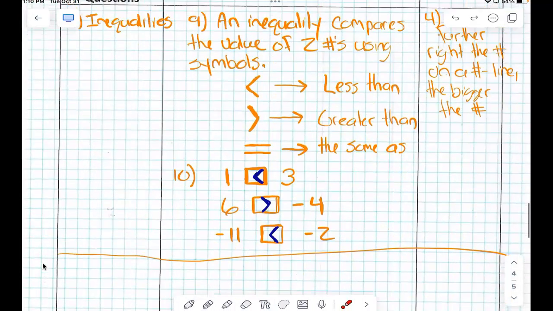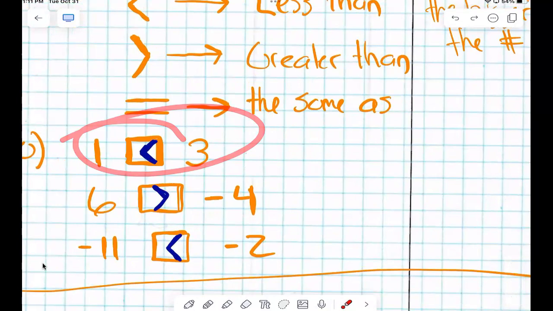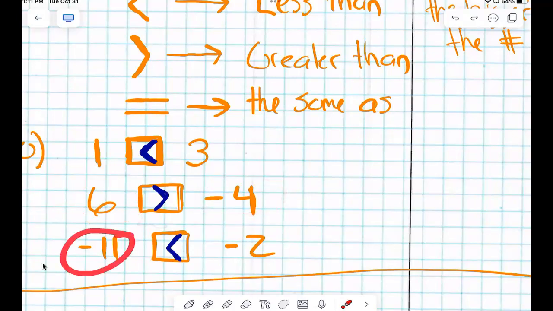Last thing, inequalities. We just talked about what they mean, right? This statement says 1 is less than 3. Yes or no? Yes. Is 1 smaller than 3? Yes. Is 6 bigger than negative 4? Yes. Is negative 11 smaller than negative 2? Yes. If it's a bigger number, it's going to be closer to what side of the number line? The right side.